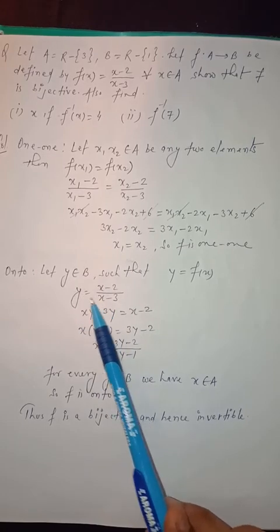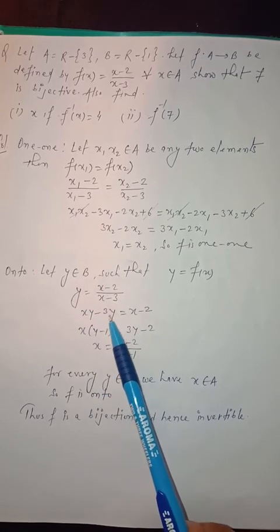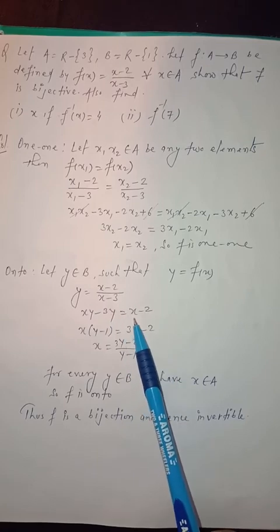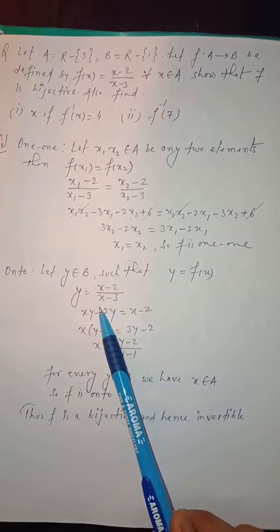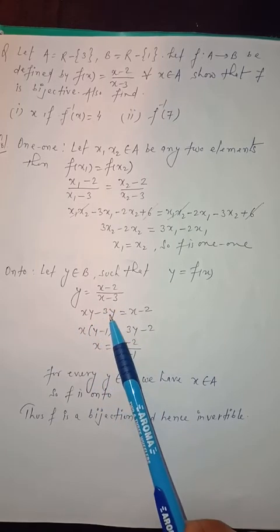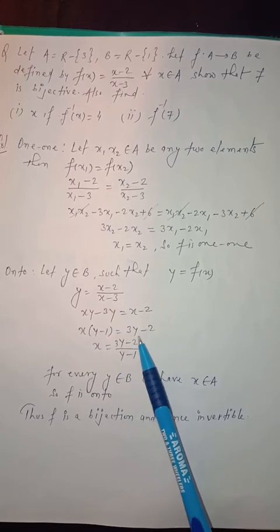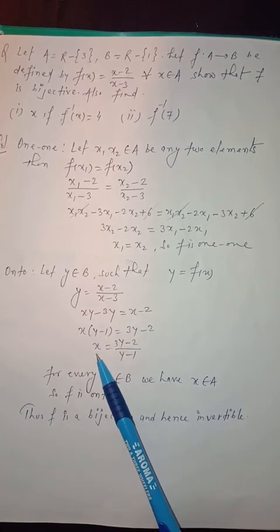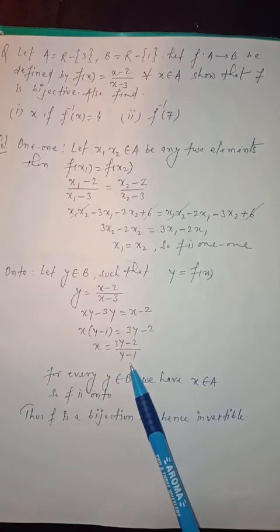So cross multiply it. This is yx minus 3y is equal to x minus 2. Transfer all x to one side. So when this x is here, x is common, we will get y minus 1, and this 3y is here, and finally x will be (3y - 2)/(y - 1).